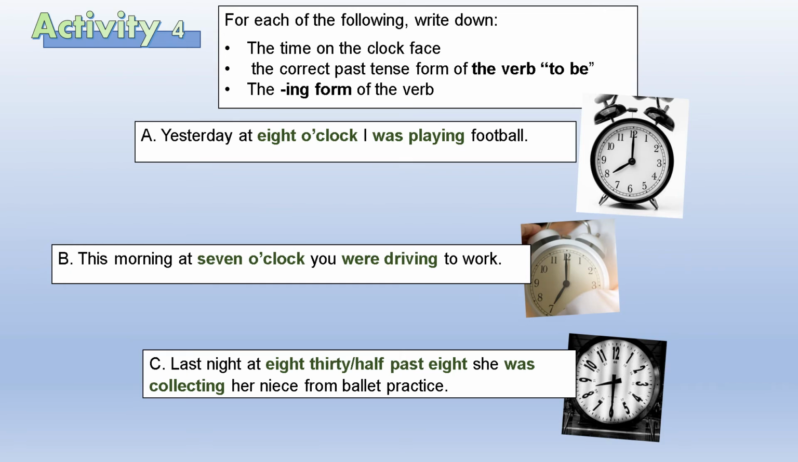Okay, let's look at some answers. So A, yesterday at 8 o'clock, I was playing football. B, this morning at 7 o'clock, you were driving to work. C, last night at 8:30, she was collecting her niece from ballet practice.